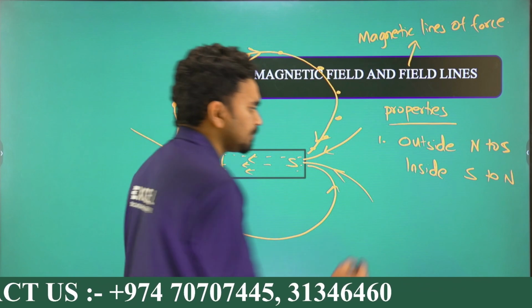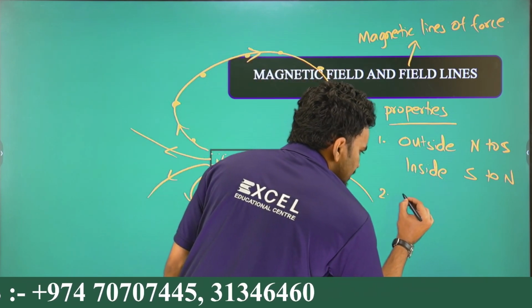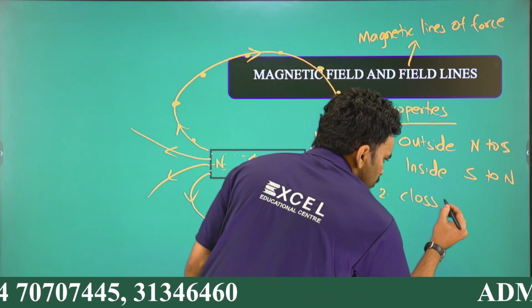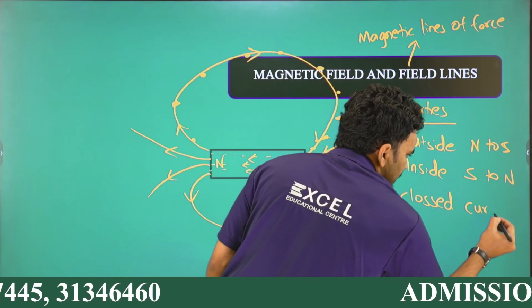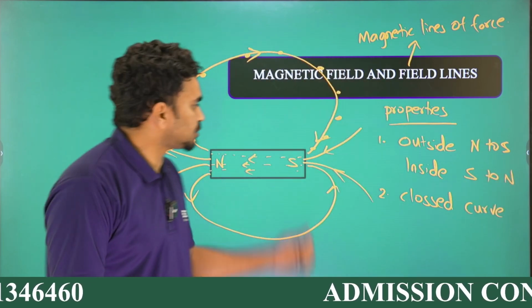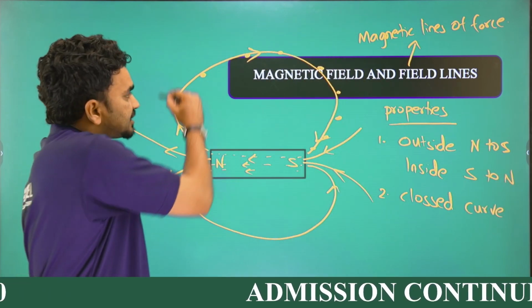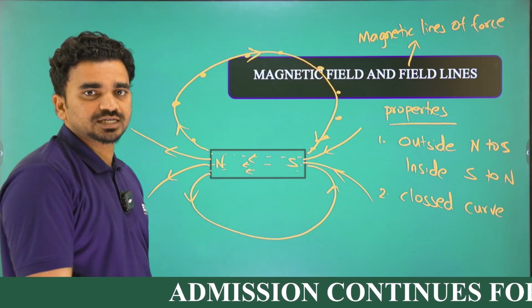Okay. Then the second property: magnetic field lines are always a closed curve. It's a closed curve. There is no gap in the curve. Look at this. It is a closed curve. Okay.